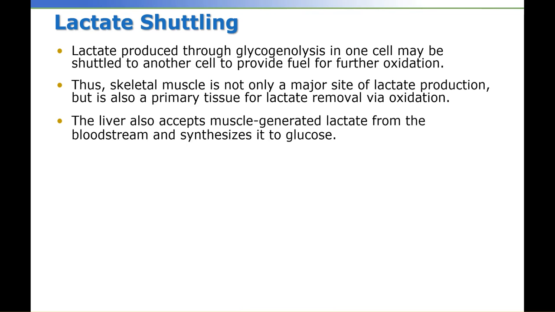Lactate shuttling: lactate produced through glycolysis in one cell may be shuttled to another cell to provide fuel for further oxidation. So skeletal muscle is not only a source of major lactate production, but it's also a primary tissue for lactate removal via oxidation. The liver also accepts muscle-generated lactate from the bloodstream and synthesizes glucose. So it's using it as an energy source.